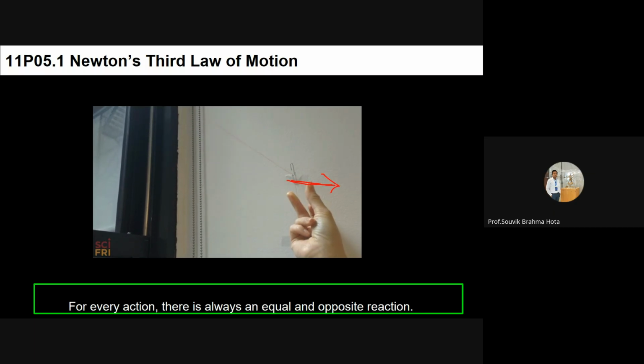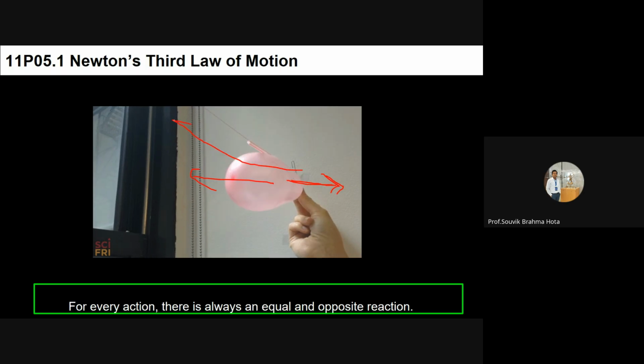So if the mass of air is ejected from this direction, the balloon will move in the opposite direction. That is why this balloon is moving in the front direction. Okay.